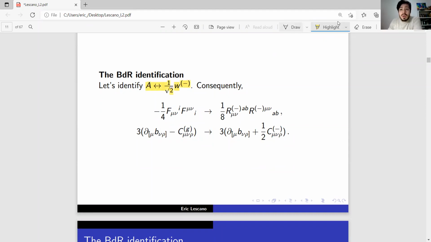We are always going to think in this direction, from gauge to gravity. We are thinking in this direction, but of course the map is invertible. You can turn gravity into gauge terms. And we want to turn this term into this term, and we want to turn this gauge Chern-Simons term into Lorentz gravitational Chern-Simons terms. This is the idea of the Bergshoeff–de Roo identification.